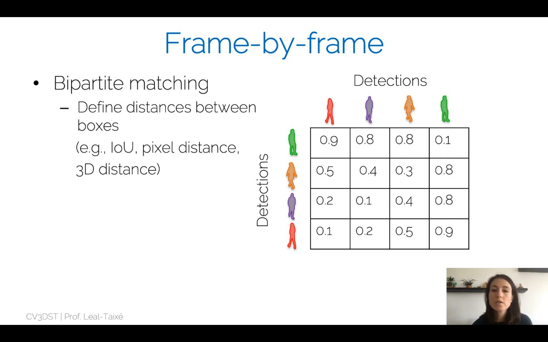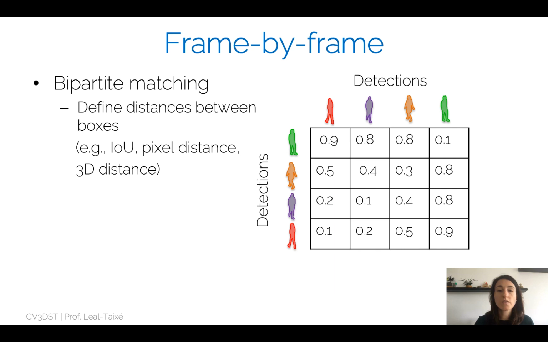So we can, of course, use the same technique as we used in the last lecture. We can use, for example, bipartite matching. So we have to define a set of distances between the boxes, the detections at frame t and the detections at frame t plus 1. And this can be, for example, intersection over union between the boxes, pixel distance, 3D distance, any type of information that we have that tells us how close two bounding boxes are, and therefore how likely it is that these two bounding boxes represent the same person.